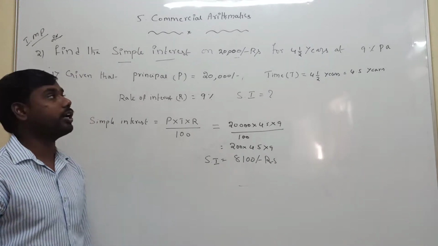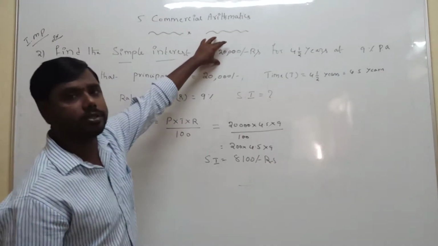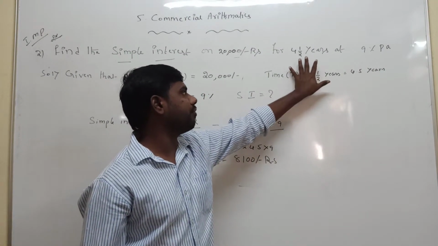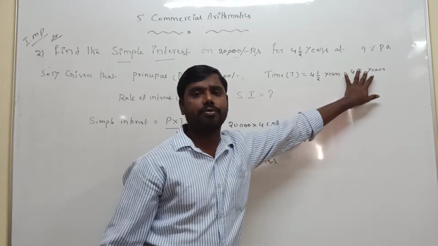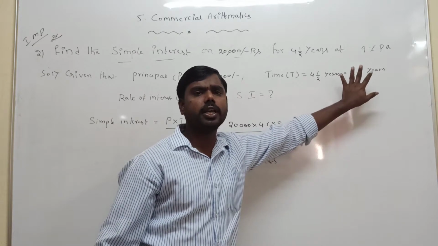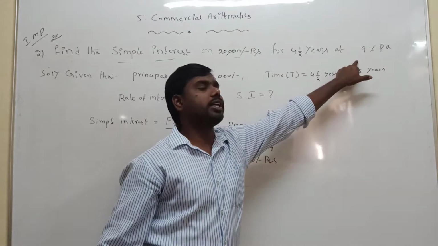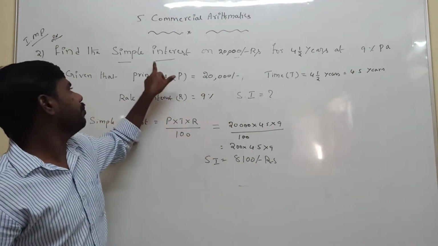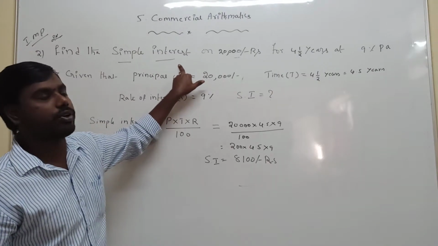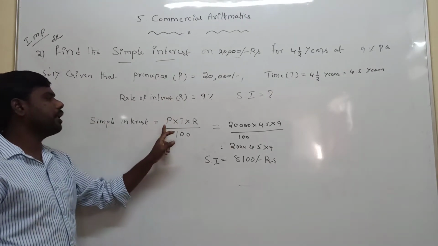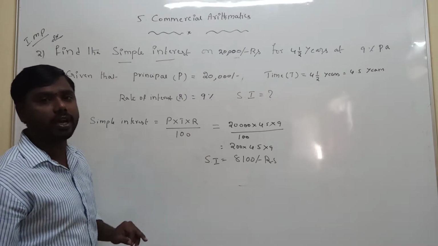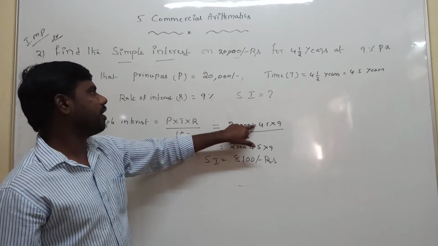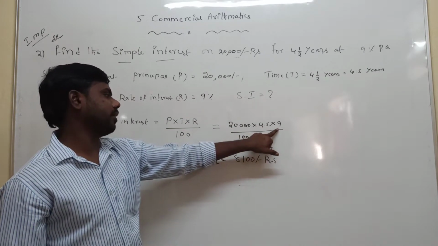Understood? The given principal amount is nothing but P. The given duration of time is T equal to 4.5 years. It is possible or not? It is certainly possible. What is the percentage given per annum? The rate of interest given is 9% per annum. We need to calculate simple interest. That's why we take the simple interest formula, PTR by 100. Now we substitute the PTR values. P value is 20,000, T value is 4.5, R value is 9 divided by 100.